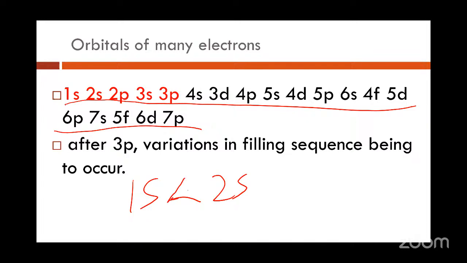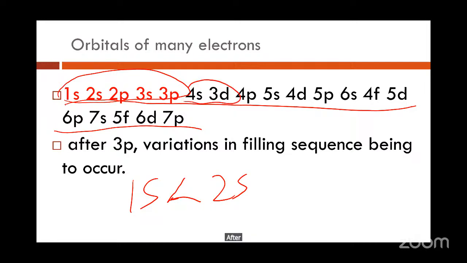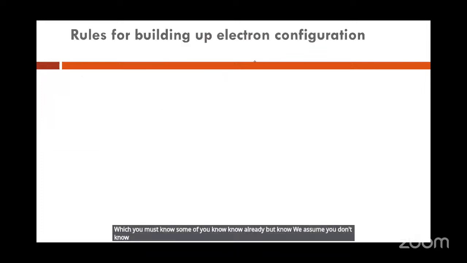So you must follow this order in filling the orbitals. And you can see I use red for the first five orbitals. After 3p, there is variation in filling the orbitals, which you must know. Some of you know already, but we assume you don't know. That's why we are pushing this information.